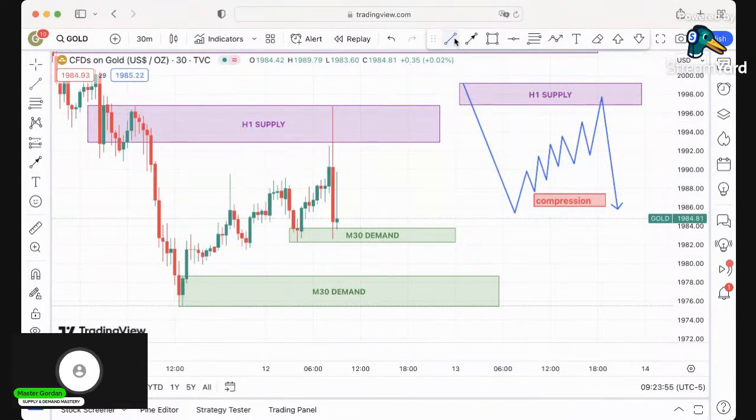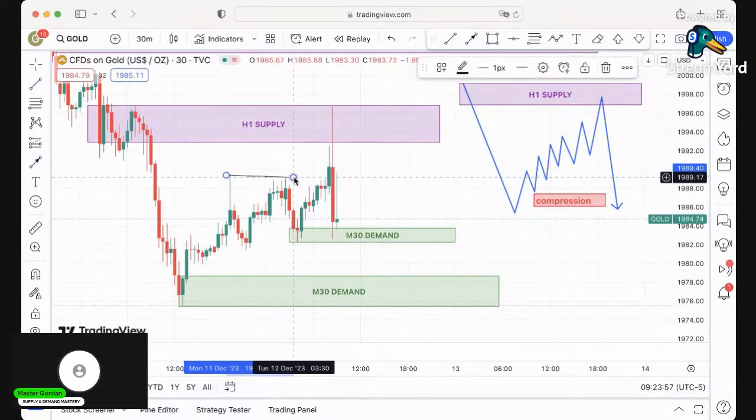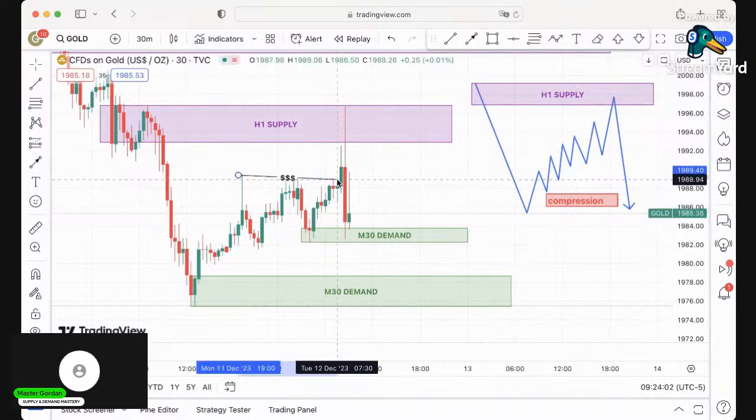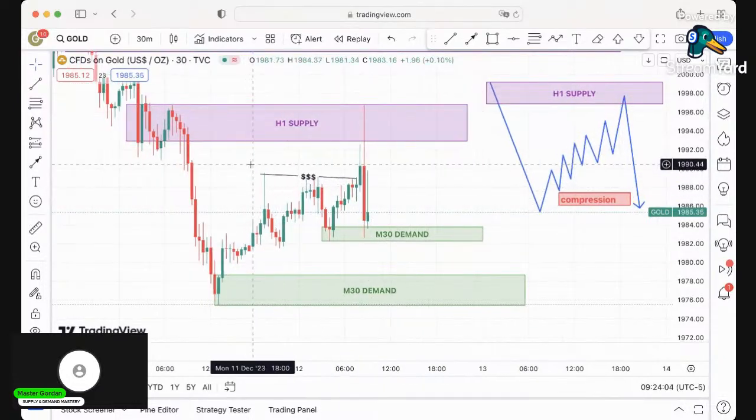Yeah, besides the compression, this is the CPLQ. This is the liquidity as well. Yes, Nicholas, you are right. This is the liquidity as well.